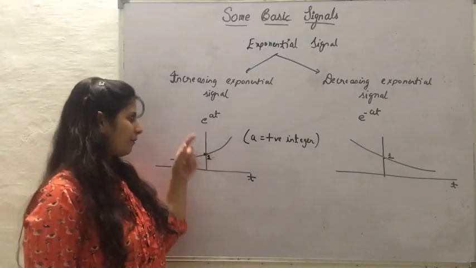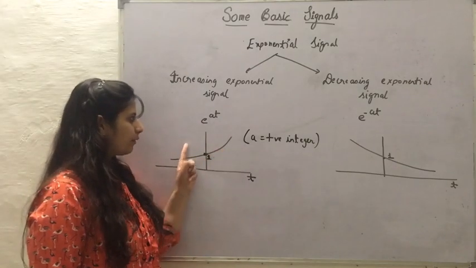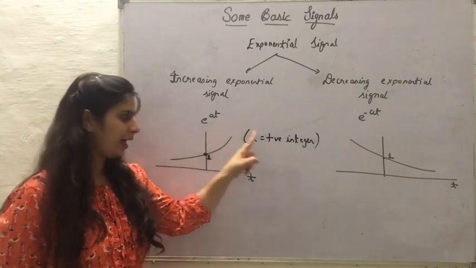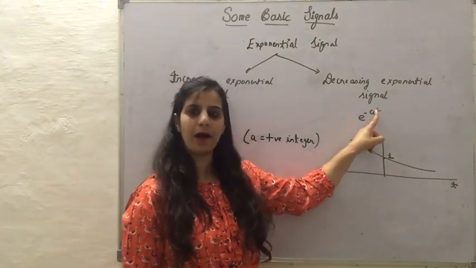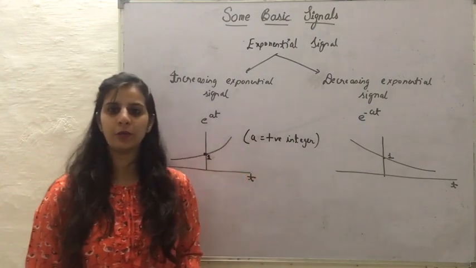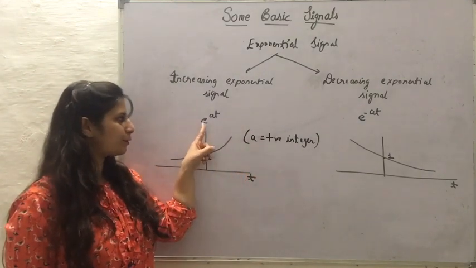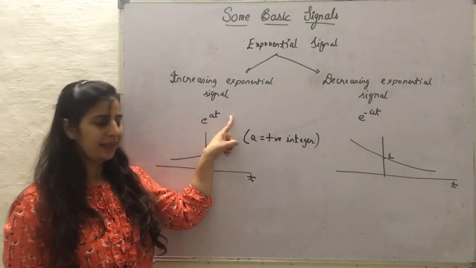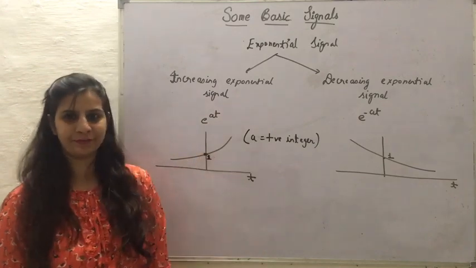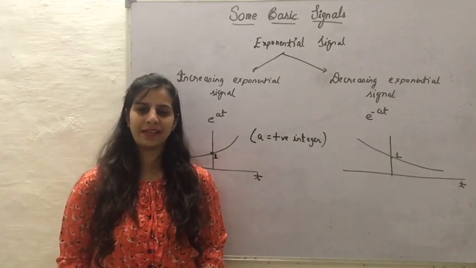To verify why I am plotting this shape for e raised to the power at and this shape for e raised to the power minus at, what we can do is substitute different values of a and t and cross check. So I'll show this to you using an example.